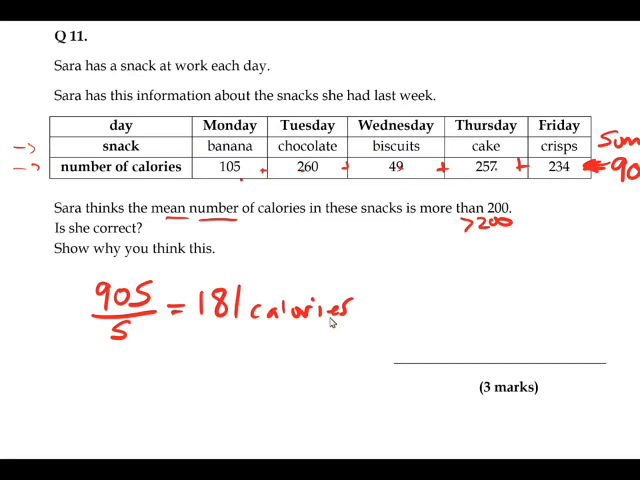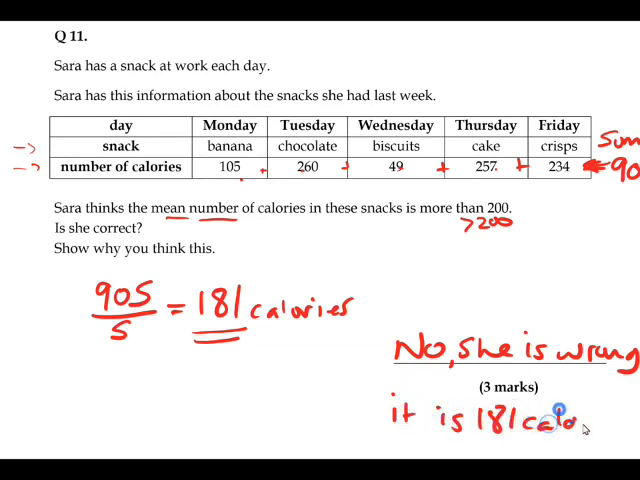So now we've calculated the mean. Let's look at the question and see how we have to answer it. Sarah thinks the mean number of calories in these snacks is more than 200. We've shown that it's 181, so it's less. So is she correct? No, she is wrong. And then if you want to, it is 181 calories mean value. And that question is worth 3 marks.